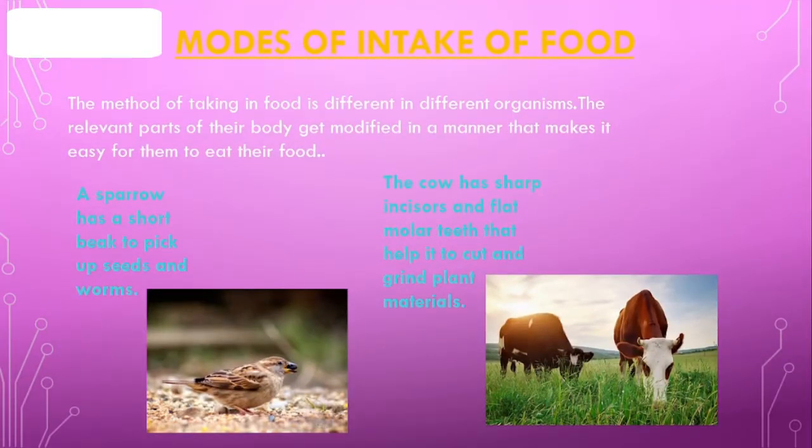Modes of intake of food. The method of taking in food is different in different organisms. The relevant part of their body gets modified in a manner that makes it easy for them to eat their food. For example, a sparrow has a short beak to pick up seeds and worms. The cow has sharp incisors and flat molar teeth that help it to cut and grind plant materials.